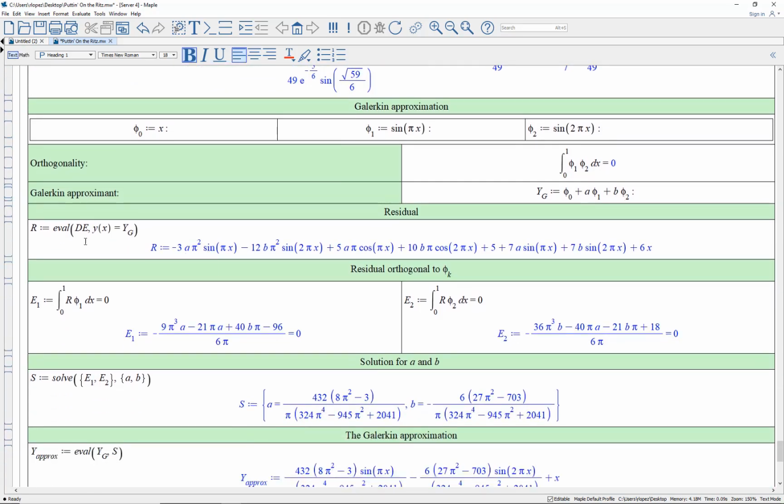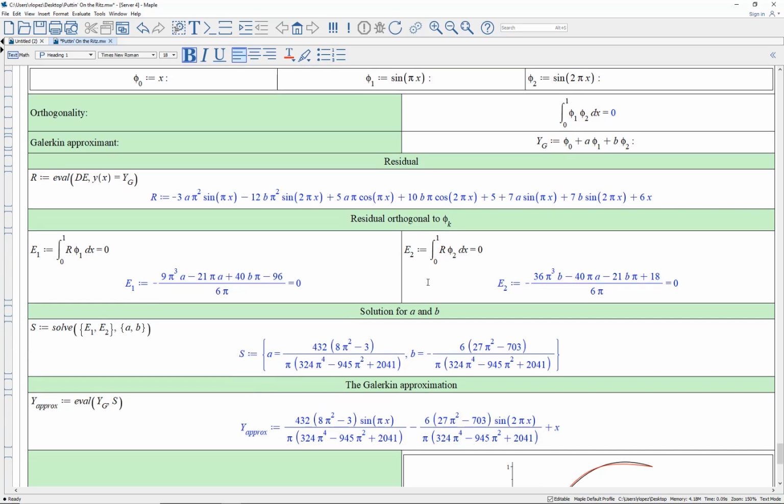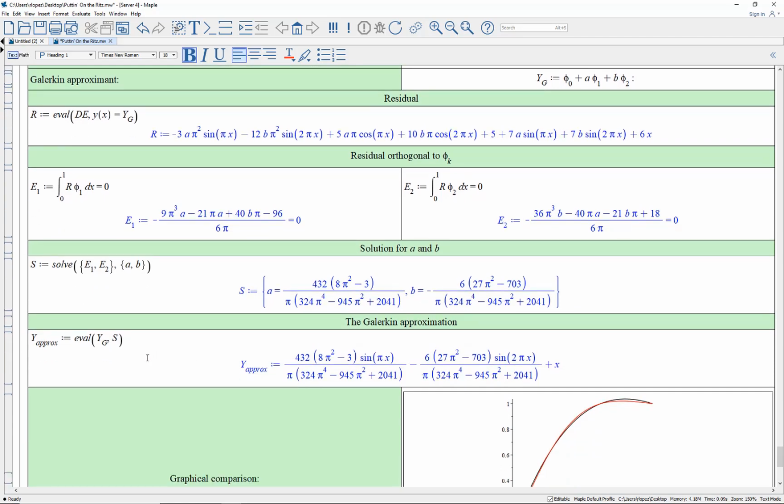I need the residual. So I take this function and I put it into the differential equation and I get a residual. Well, it's clearly not 0. If it had been 0, I would have guessed at the solution to the problem, but it's not 0. So I want to make this as close to 0 as I can. I will integrate against the phi 1 and phi 2. I get these two equations. They contain a and b. I solve for a and b. I put those a and b back into this Ritz or Galerkin approximation, and I get y approximate.